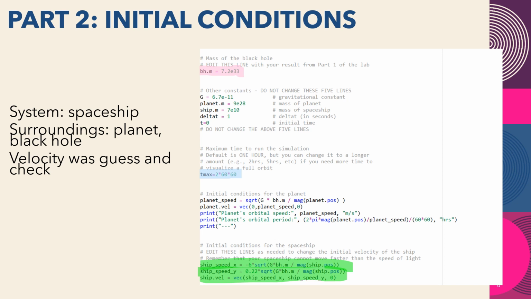So as you can see at the top, you just plug in the black hole mass that you got from the previous part. All of the conditions are there, such as G being 6.7 times 10 to the negative 11th. I made my T max roughly 3 hours, so that it would have enough time to fully orbit. And then I did guess and check for my speeds. I said the X direction was -6, and then Y was 0.22. And this ended up helping me to get a full orbit, considering my mass.